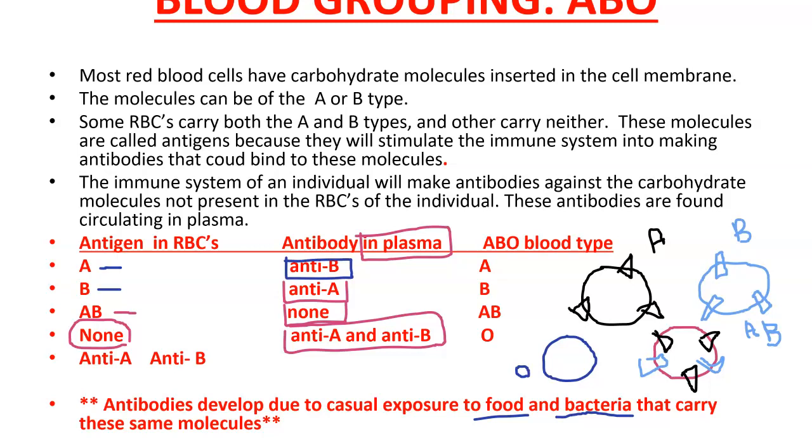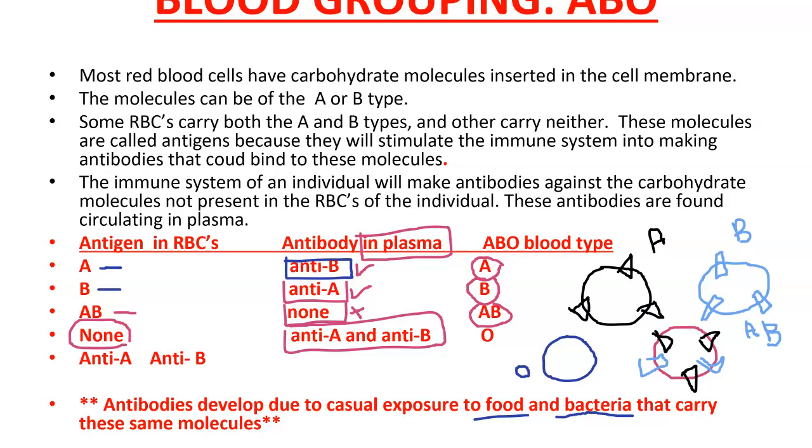So individuals that are typed as having blood type A have the anti-B antibody circulating in their plasma. Individuals whose blood type in the red blood cell is B, in their plasma they're going to have anti-A circulating. Those who carry both A and B antigens in the red blood cells and have the type AB will carry neither antibody in the blood plasma. Those who are type O will carry both the anti-A and anti-B.